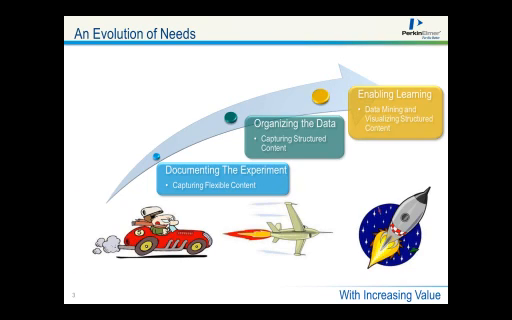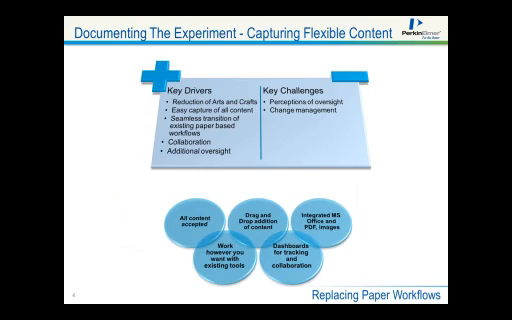Now this stage really sets up the third stage of this evolutionary path, which is now you have all that data. What are you going to do with it? How do you use that data, share it, combine it, and drive learning off of it, and really make better decisions on where your science is going to go in the future? So these are the 3 areas that I want to discuss in a bit more detail.